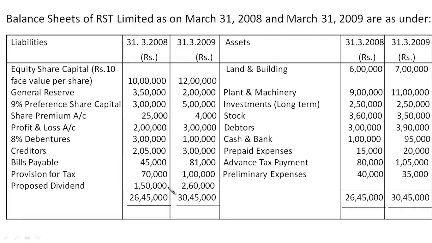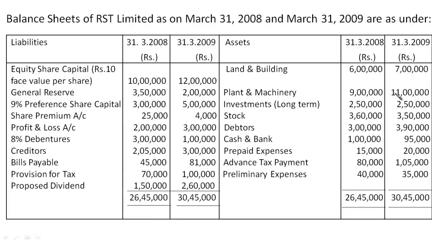Then proposed dividend, again it's not a mere 1,10,000 increase when compared 150 and 260, because what is proposed in the previous year should have been paid in the current year. Then this may be a fresh provision also. Look at the asset side. You have land and building 6 lakh and 7 lakh. So on the face of it, land and building value has increased. It indicates there is a fresh purchase.